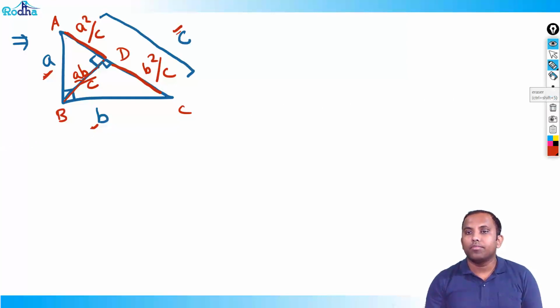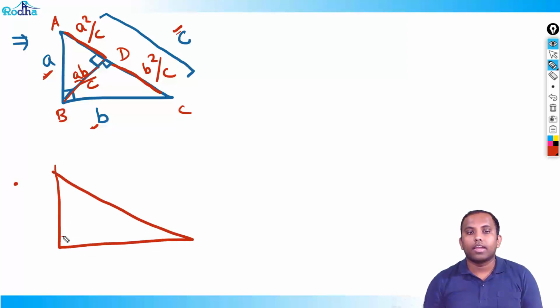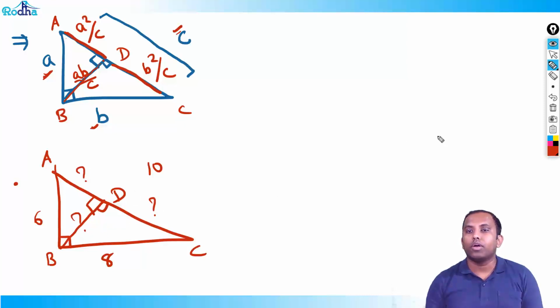For example, we have questions also like this, right? Suppose there's a triangle here, and the triangle's sides are 6, 8 and 10. ABC is 6, 8 and 10, and this BD is again the height of the triangle, right? So what is the value of AD, what is the value of DC, what is the value of BD? In one go you can write it. What is AD here? AD is basically A square by C. What is A square? 6 square. So AD is nothing but 6 square by 10, that is 3.6. So AD is 3.6, right?